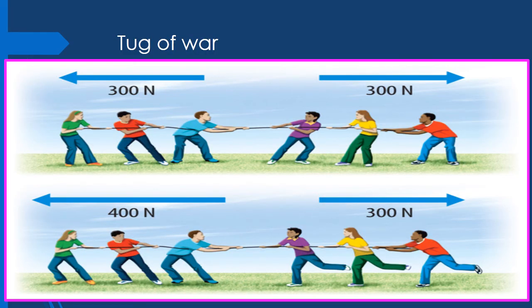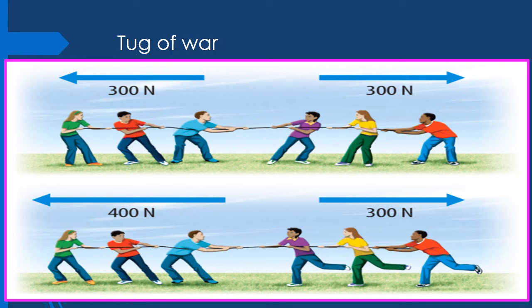Now observe the picture again, children. Tug of war. If you see the first picture, there are two teams. Both of them are pulling the rope. The direction is different. In the first picture, both the teams are pulling with equal amount of force. The magnitude of force is same, right?